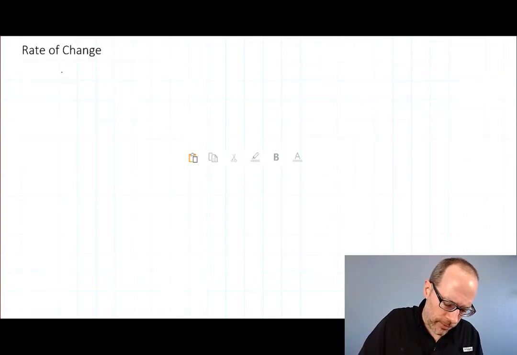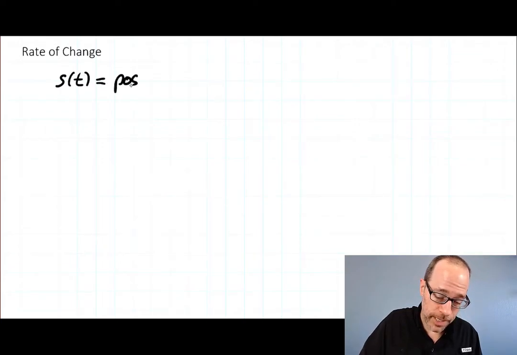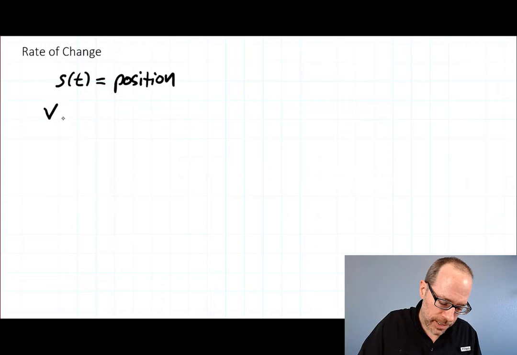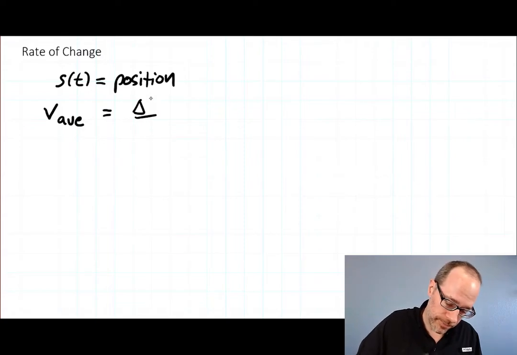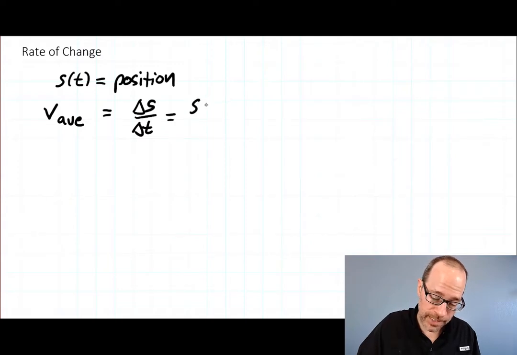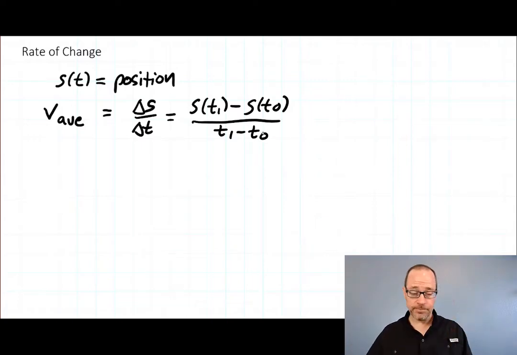So remember, if s of t is representing your position as a function of time, then the average velocity over an interval t0 to t1 was, in shorthand, just change in position all over change in time, and in long form would be s at t1 minus s at t naught all over t1 minus t naught. So that was the average velocity over that time interval.